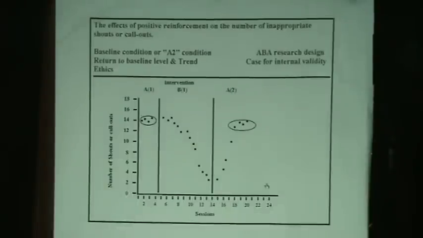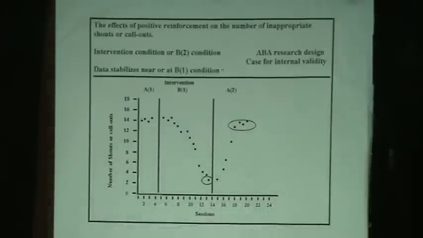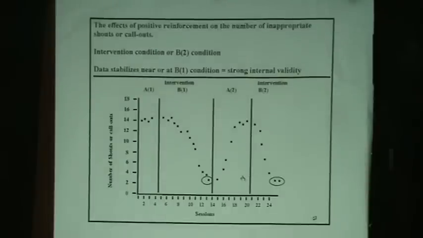We withdraw the positive reinforcement. If the data goes back up to approximately the same level and trend as it was in baseline, as it does here, then we have a fairly good case for internal validity. And we don't want to leave a participant in a non-therapeutic state, so we introduce the intervention again.